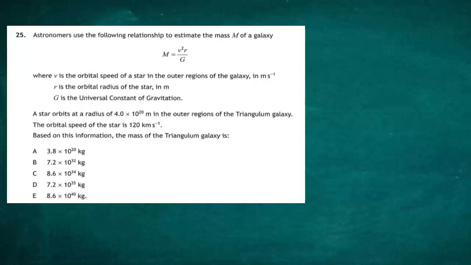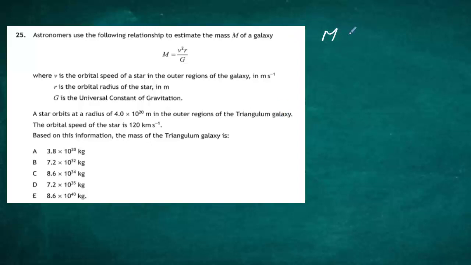The star orbits at a radius of 4 times 10 to the power 20 meters, so that's in the correct units, in the outer regions of the Triangulum galaxy. The orbital speed of the star is 120 kilometers per second, and we have to change that into meters per second. So based on this information, the mass of the Triangulum galaxy is, giving you 5 possible responses.